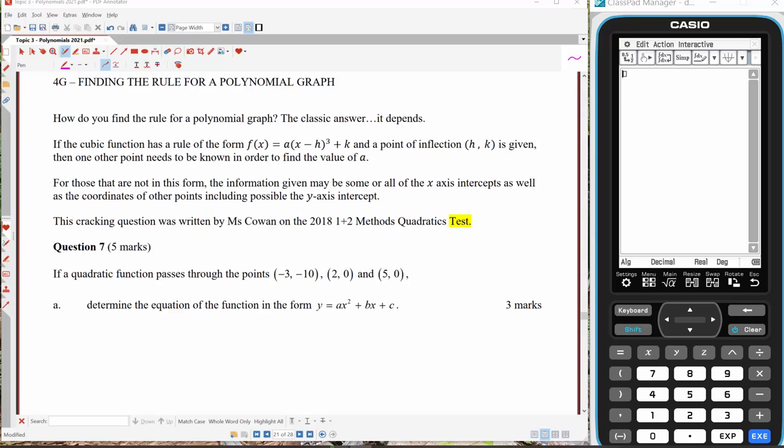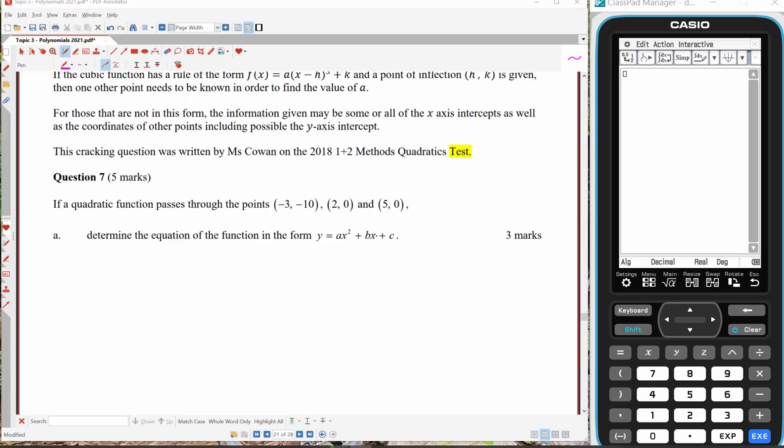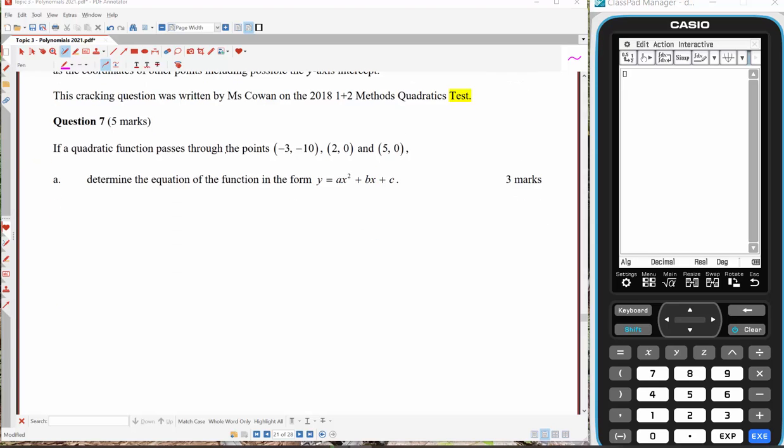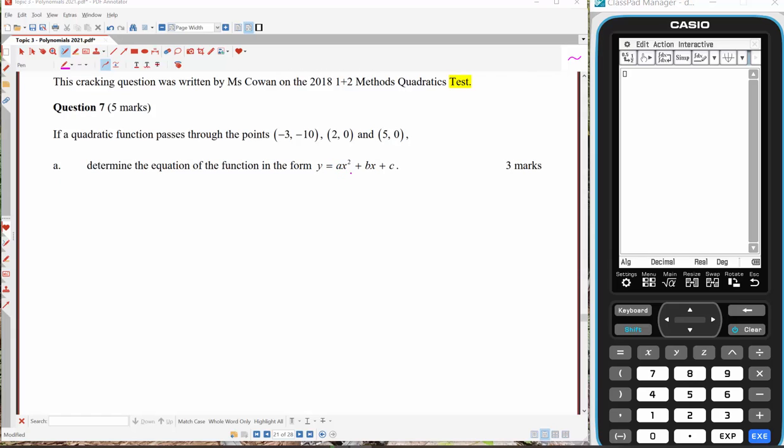There is a bit of preamble here, but I'm just going to get straight into this one. It was written by Ms. Cowan for the 1-2 quads test a few years back. If a quadratic function passes through the following points, you needed to determine the equation of the function in this form. Many students slammed the 3 points into this form and attempted to solve the simultaneous equations, 3 equations with 3 unknowns, and it was an absolute mess. I don't think anyone who tried actually succeeded.